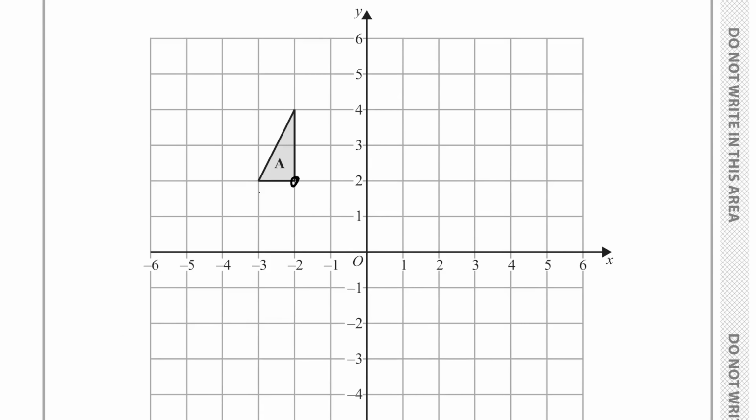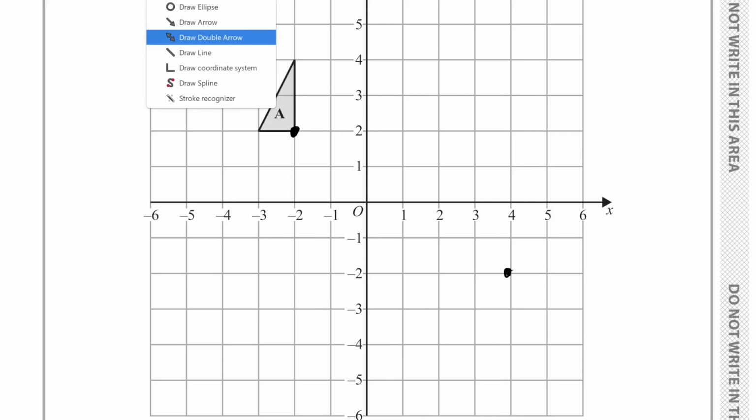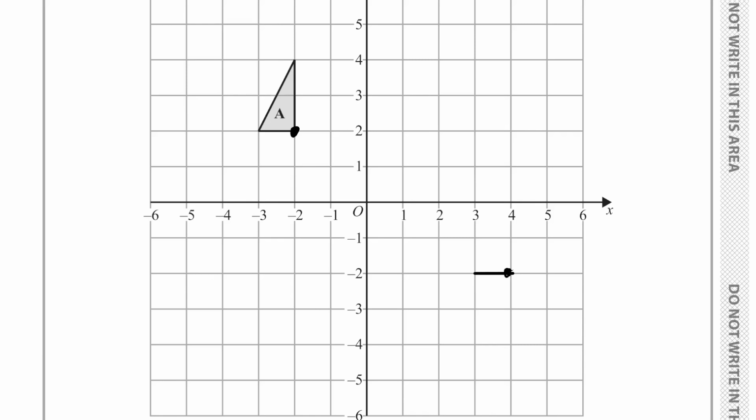So we're going to move it, pick a corner, and move it 6 right, 4 down. 1, 2, 3, 4, 5, 6. 1, 2, 3, 4. So that corner has been moved. So this is triangle B. So pick a different corner. 1, 2, 3, 4, 5, 6. 1, 2, 3, 4. Yep, that looks good.